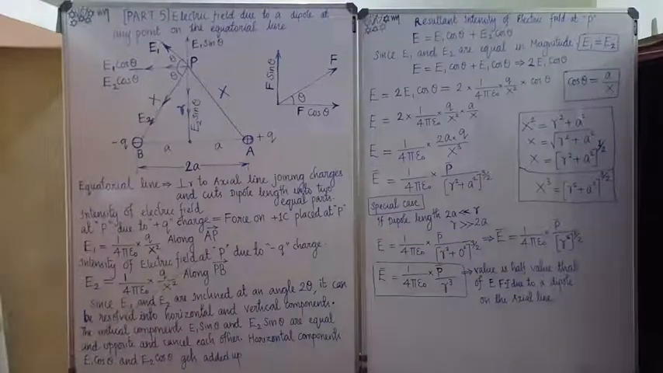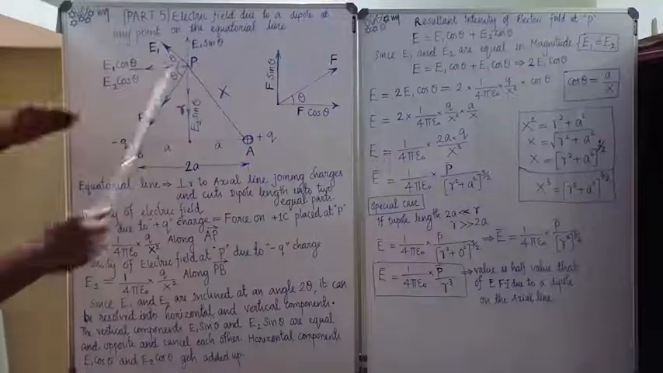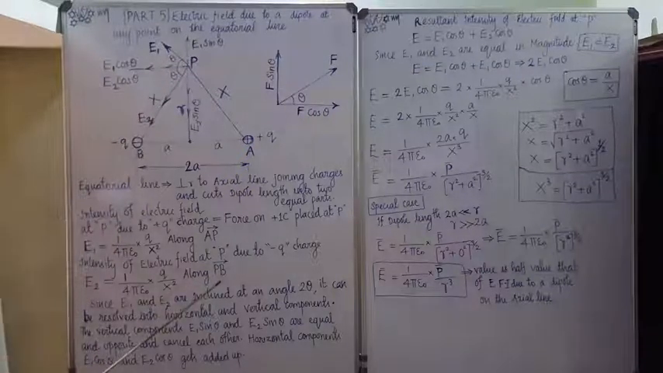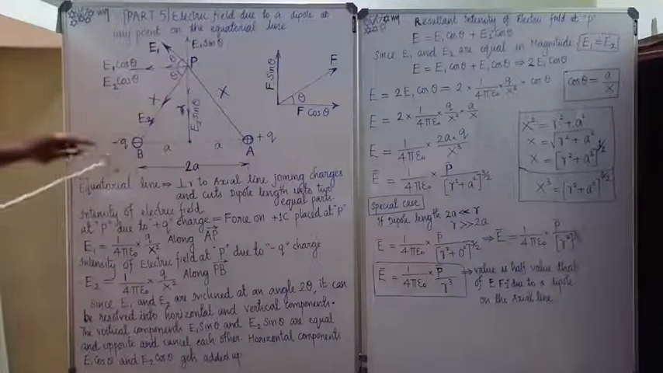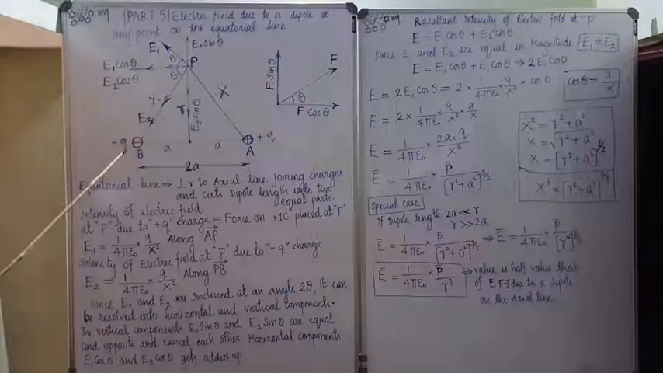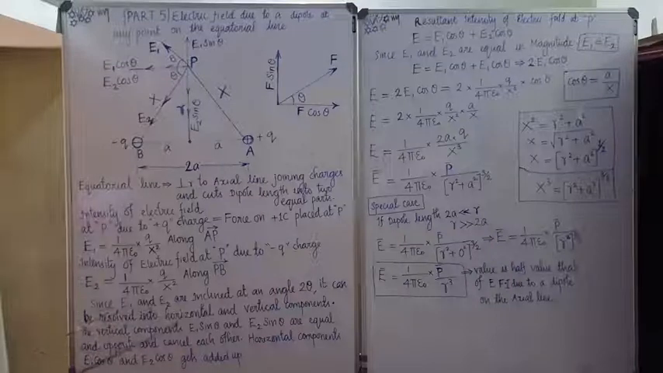And intensity of electric field at P due to this minus Q is E2 equal to 1 by 4 pi epsilon 0 into Q by x square, the charge Q by the distance squared, along PB. That means it is towards this minus charge. So PB, and earlier AP outside, and here towards minus Q. Any field line will come towards it, so along PB.